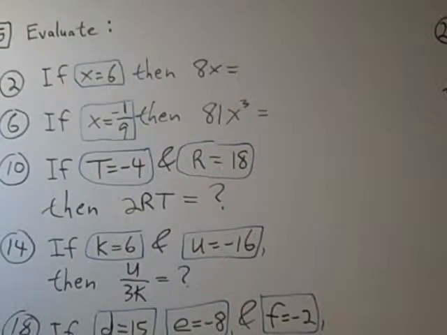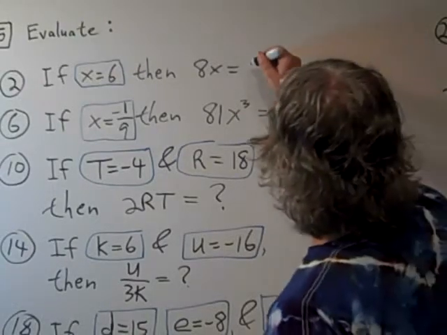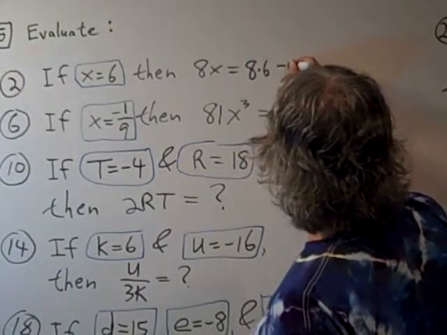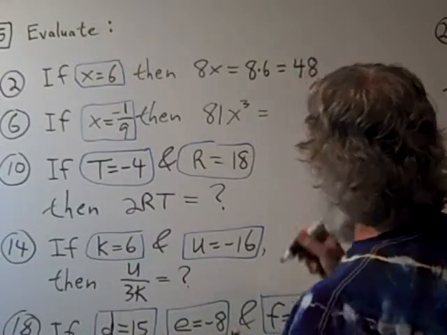Okay, if x equals 6, then 8 times x is 8 times 6, which is 48.